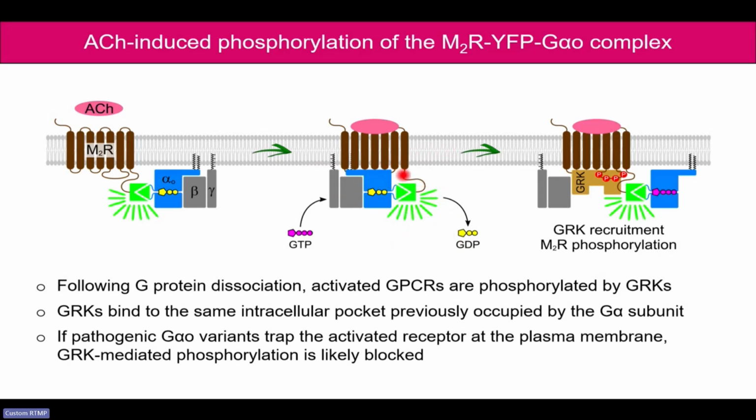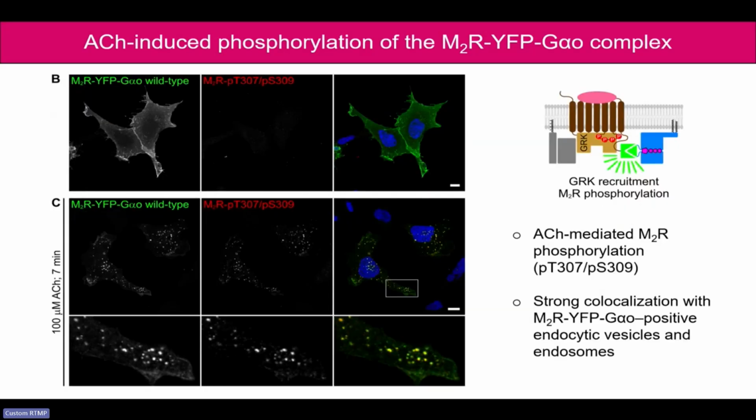Now, what we speculate is that if the mutants trap the receptor at that level, so they bind the receptor and cannot decouple from it, basically it is the dominant negative, the dominant GPCR coupling, as we call it. So we expect that the phosphorylation of the receptor should be blocked. And then we were lucky, we found an antibody that recognizes the phosphorylated muscarinic 2 receptor, and you can see that the signal at steady state with no stimulation is almost 0. And then when you stimulate the receptor, you see that basically all of these vesicles are now co-stained with the antibody that recognizes the phosphorylated protein.